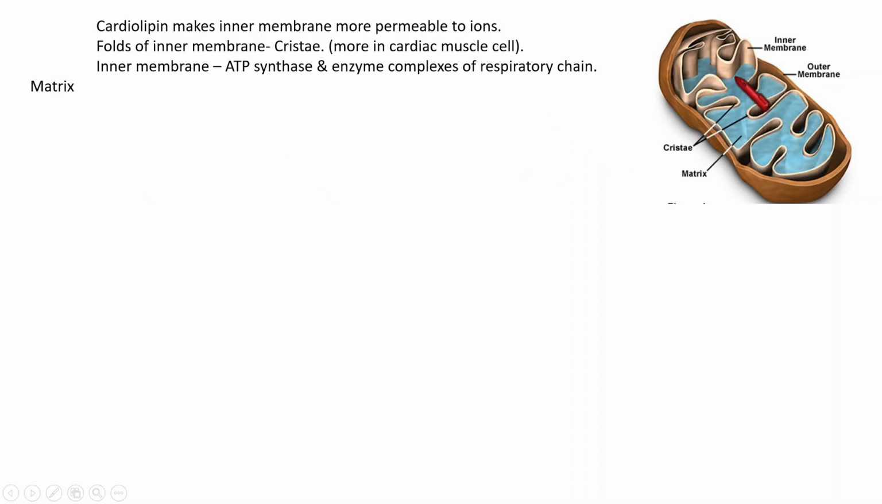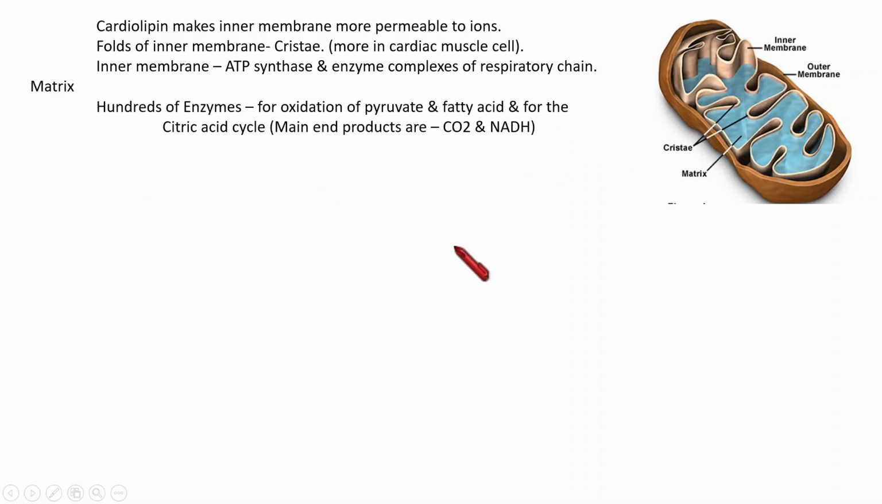Then we are going to talk about the matrix. Hundreds of enzymes are present in the matrix. Why are all these enzymes present here? For the oxidation of pyruvate and fatty acid, so they can be used in the citric acid cycle. Oxidating pyruvate and fatty acid requires the help of many enzymes, hundreds of enzymes. All those enzymes are present in this matrix.